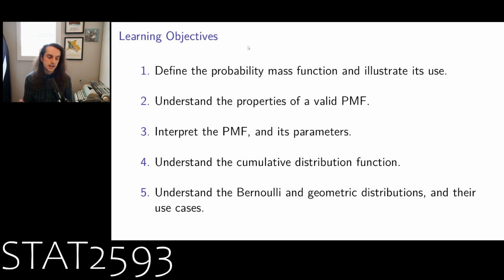So just like we had the axioms or the properties that defined valid probabilities generally, we're going to have valid PMFs. We want to be able to interpret the PMF as well as any parameters that might be associated with it. We also are going to introduce and we'd like to understand the concept of a cumulative distribution function. And then we'll introduce two specific discrete distributions, the Bernoulli and the geometric distributions. And so really what we're trying to do today is introduce how we think about discrete random variables, which were brought forth in the last lesson.